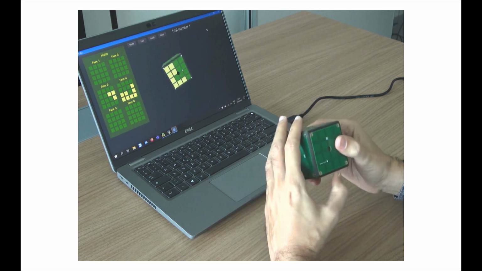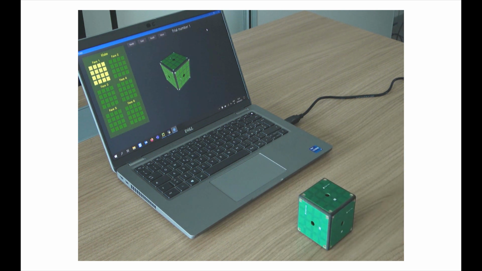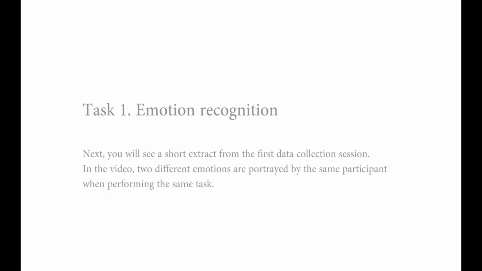In this short video, it can also be seen software that records and visualizes in real time the data received from the device. In the first study, our participants were asked to imagine to feel a specific emotion.